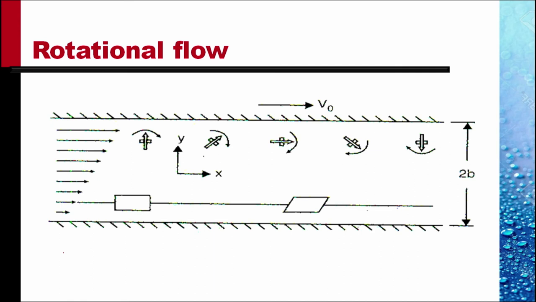The flow itself doesn't have to move along a circular or a curved streamline or a path line. The path lines are straight. The rotation here refers to the rotation of fluid elements about their own axis. It has nothing to do with rotating path lines.